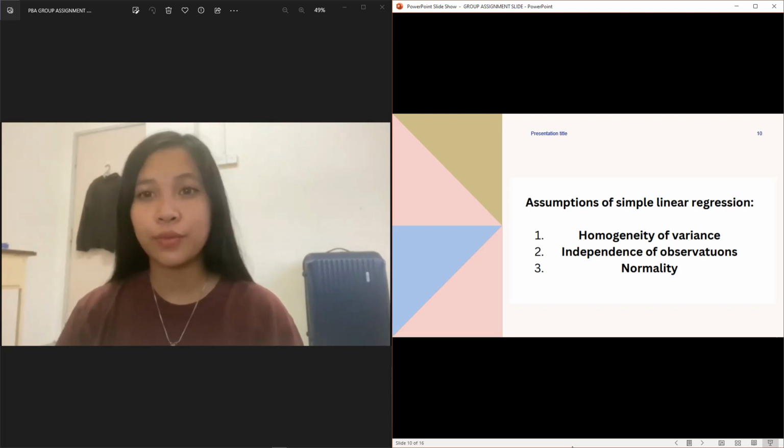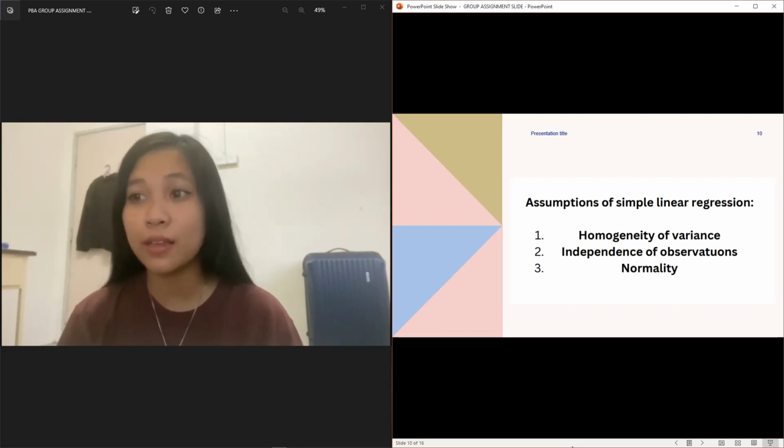First and foremost is homogeneity of variance, which means the size of error in our prediction doesn't change significantly across the values of the independent variable. And independence of observations means the observations in the dataset were collected using statistically valid sampling methods, and there is no hidden relationship among observations.